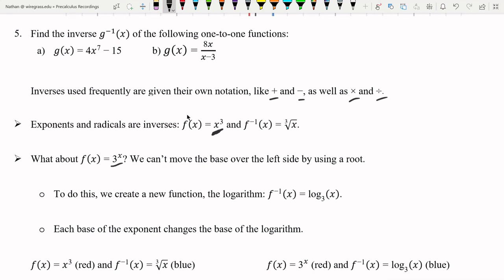What we need to do is move this base 3, because it's a base to a power of x, to the other side of the function. And we do this by creating a new function called the logarithm. And this is the inverse of this function here. We have 3 to the power of x. The inverse is log base 3.